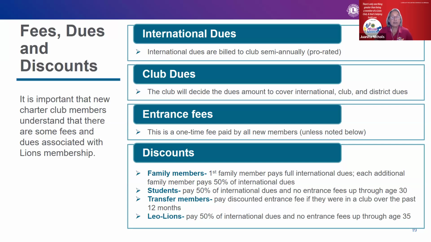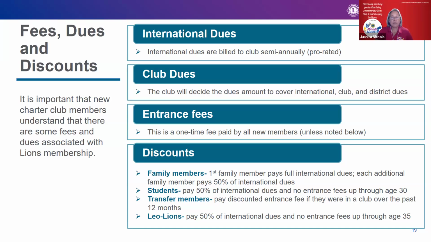And here are the discounts that we also look into, the family members. The first family member pays a full international, then each additional member pays only 50%. But the caveat to this, keep in mind that when it comes to voting, that additional member who's only paying 50% is not eligible to vote. So that's something to think about.